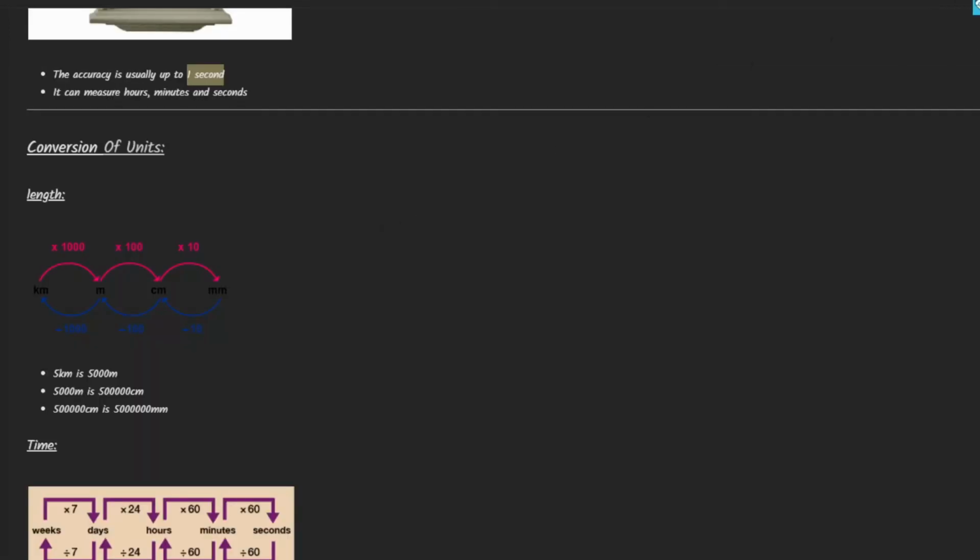Now, to end this video off, we're going to go through some conversion of units. And this is very important, especially in this topic, to make sure that we got the right unit conversion and we do not get the wrong answer. To begin with the first unit conversion, we got length. Now, to go from a kilometer to a meter, we need to multiply by 1,000, okay? And then, to go from a meter to a centimeter, we need to multiply by 100. And then lastly, to go from centimeter to millimeter, we need to multiply by 10.